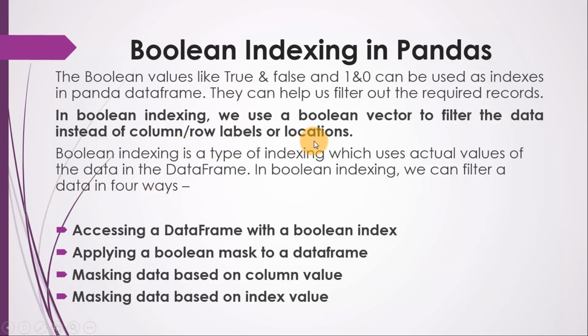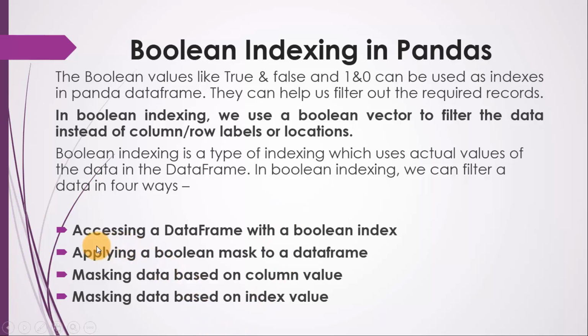Till now, what we were doing, we were filtering rows or columns. Suppose we want columns from A to Z, or rows 1 to 3, or from index 0 to 5. But this time we will be using these true or false values to filter out the data. And we can achieve this by 4 different methods.